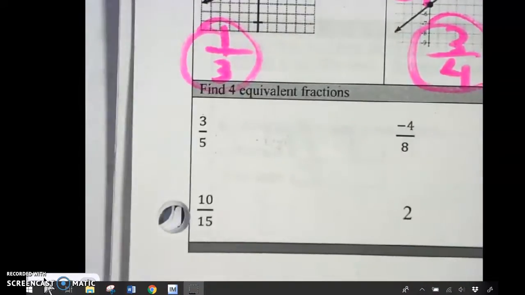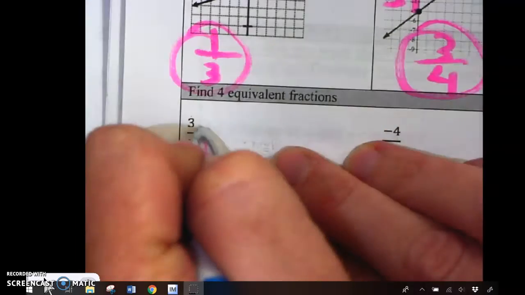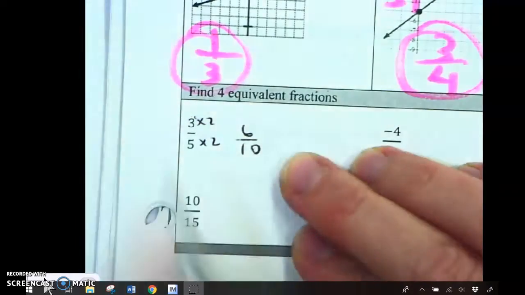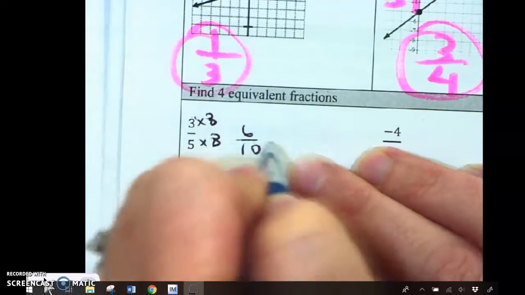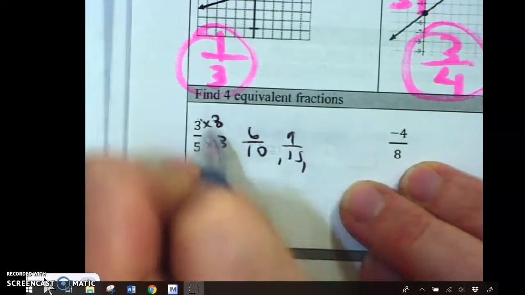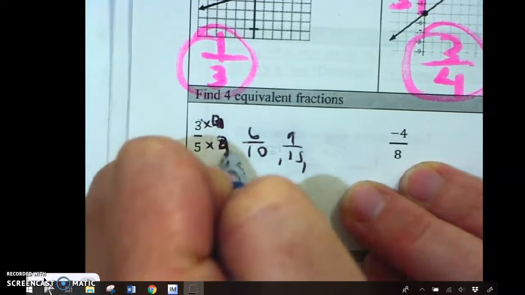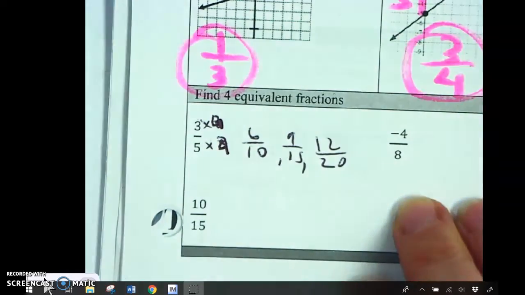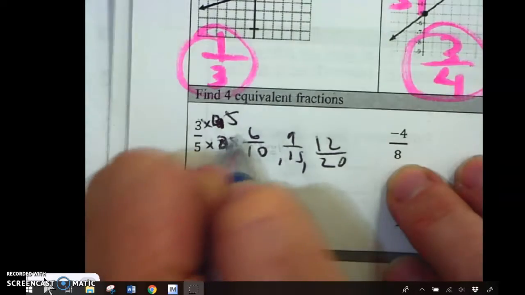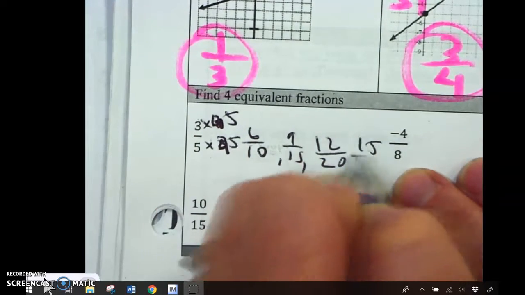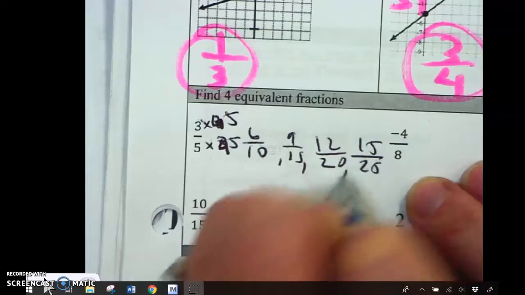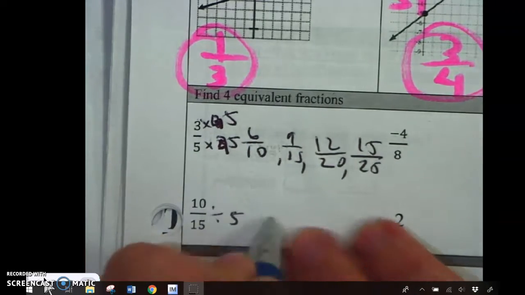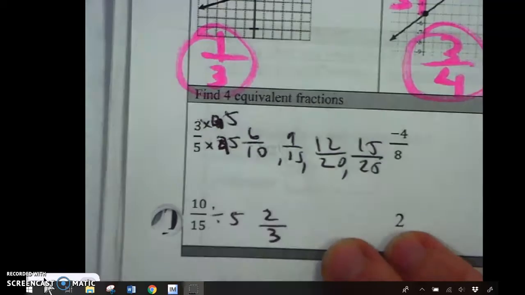All right, find 4 equivalent fractions. So times 2 times 2, 6/10. I could do now times 3 times 3, 9/15. And I can do times 4 times 4, 12 over 20. And then times 5 times 5, 15 over 25. Okay, I could actually divide this one by 5 and get 2/3.